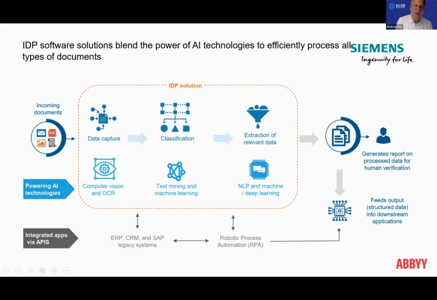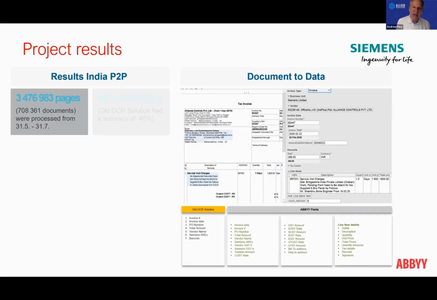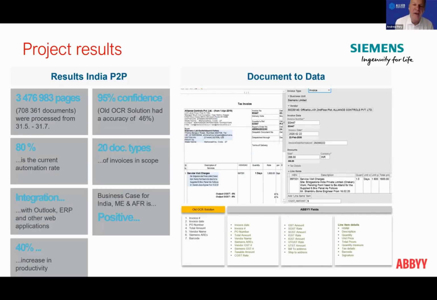In terms of the efficiency gains that this organization has realized, you can see here that in this particular instance, Siemens has generated and processed nearly 3.5 million pages. That's about 700,000 documents. And they improved the efficiency of the recognition rate from 46% to 95%, as well as improved the straight-through automation rate to 80%.